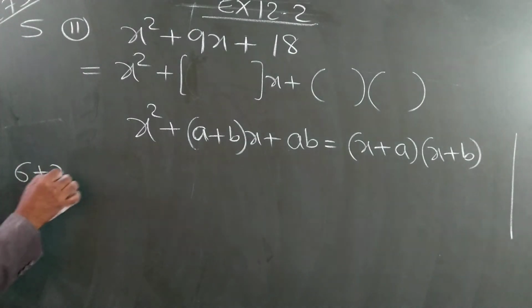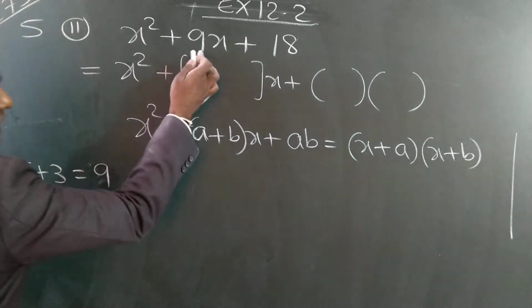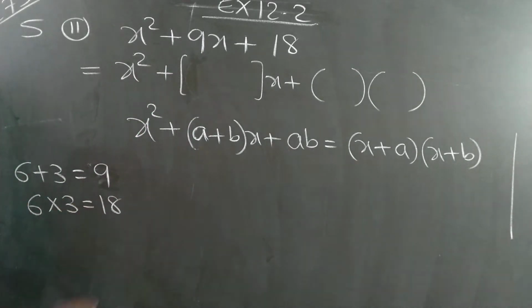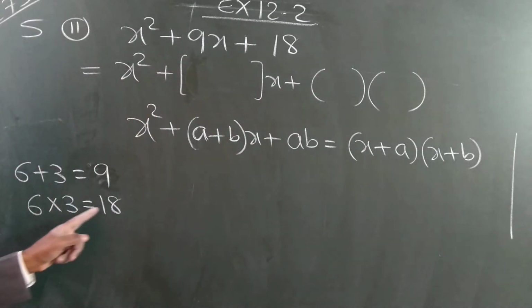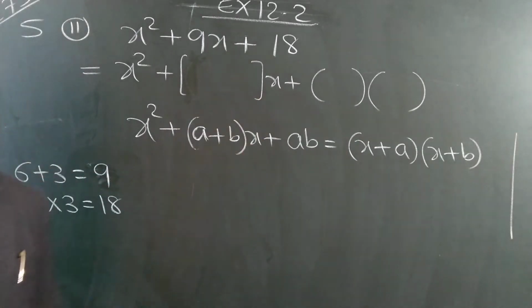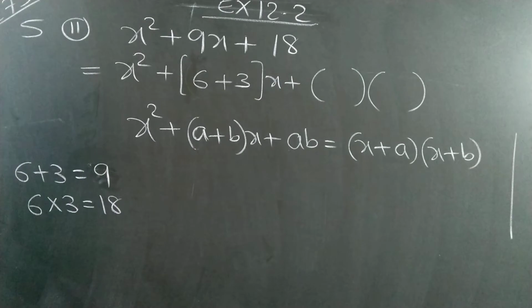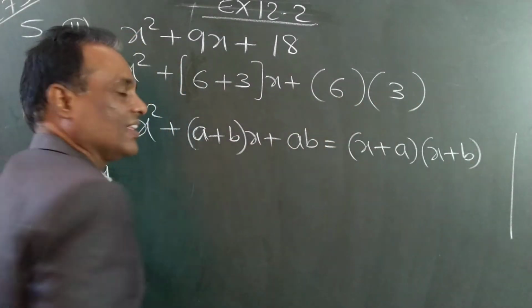See here. 6 plus 3 is 9. 6 into 3 is 18. So we can take 6 and 3. 6 plus 3. Next, 6 into 3.